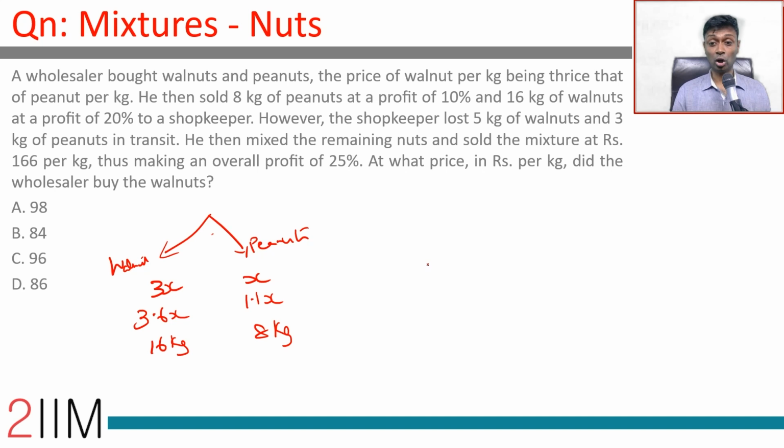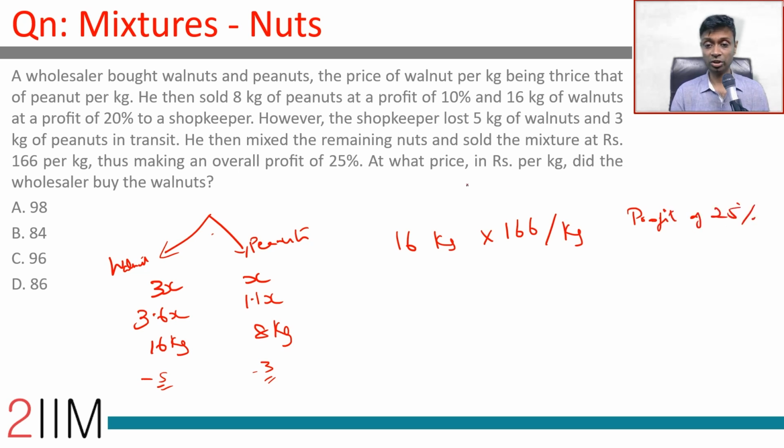However, the shopkeeper lost 5 kg of walnuts and 3 kg of peanuts in transit. From 8 and 16, 5 of walnuts he loses and 3 of peanuts he loses. He then mixed the remaining nuts and sold the mixture at rupees 166 per kilogram. Wonderful. He mixes, so I don't need to care how much of this is there. From 24 we lose 8. He sells 16 kilograms at 166 per kilogram. Right? And he makes a profit of 25%. So this is the selling price.